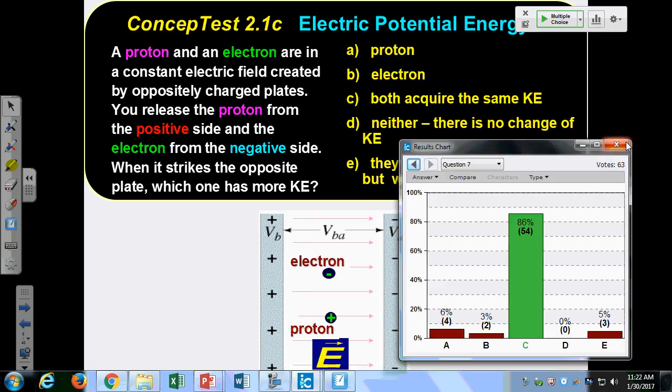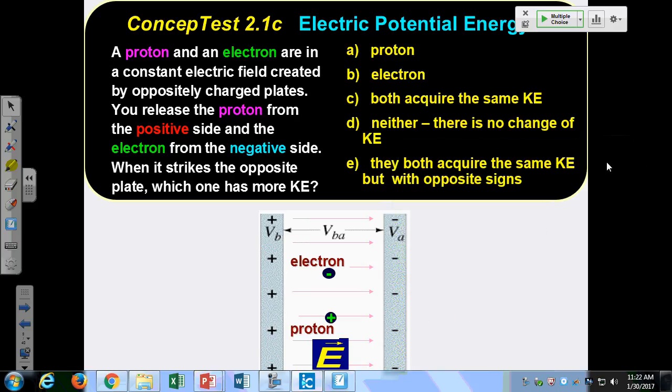Okay, very good. They both acquire the same energy. A few of you put E. E is they acquire the same energy but with different signs. Kinetic energy doesn't really have a sign. I don't remember from last semester. As far as you have that V squared thing, you can think of that as taking away a sign, but really it's just that it's scalar. But you know, work was a scalar quantity too, and it had signs, so I like to think of it as V squared, that takes away any sign information.